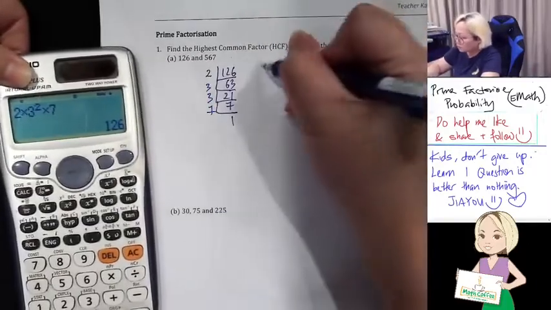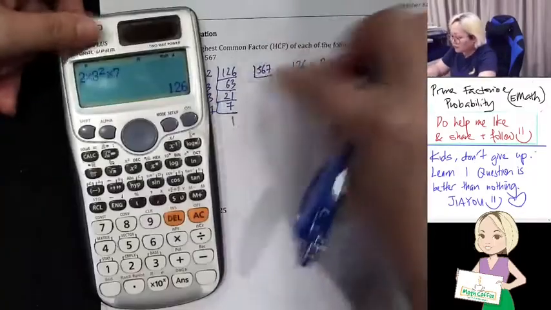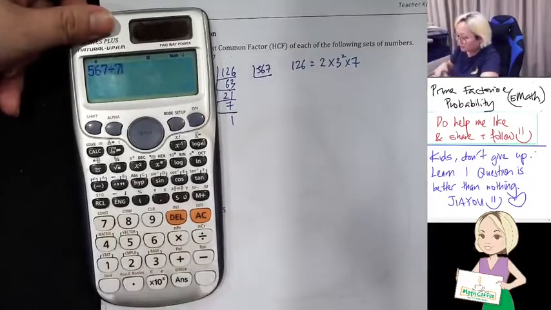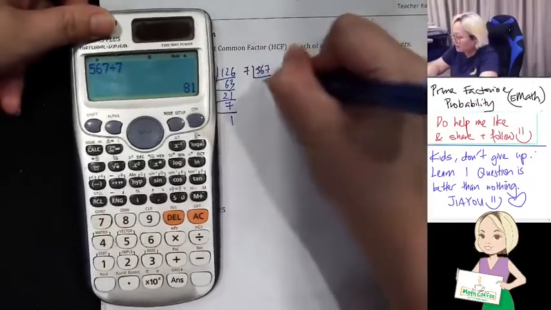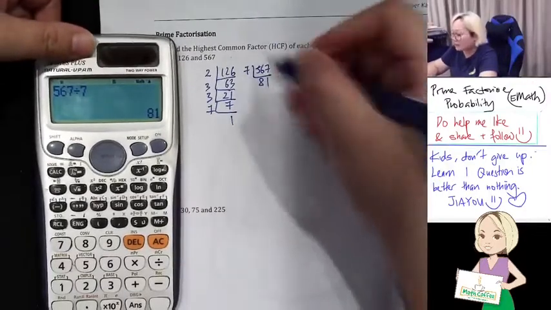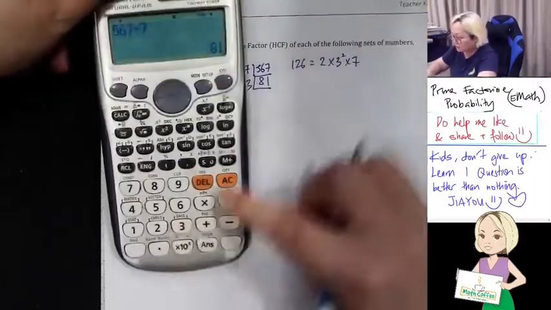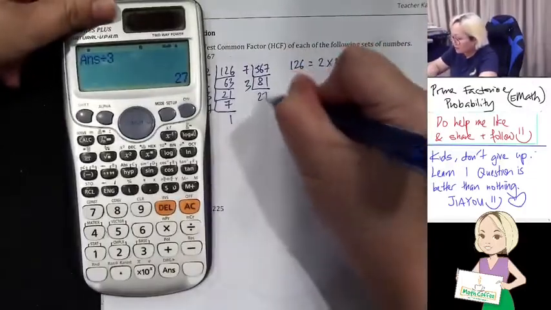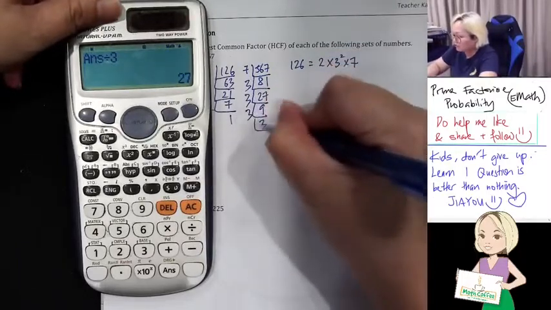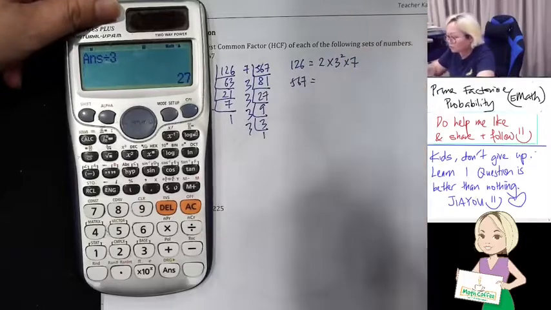So now I'm going to do 567 as well. It definitely cannot be divided by 5 or 6, so let's divide by 7. If I divide by 7, I get 81. I can divide by 9, but I cannot, because 9 is not a prime number. So let's divide by 3. I get 27. Divide by 3 again, I get 9. Divide by 3 again, I get 3. Divide by 3 again, I get 1.